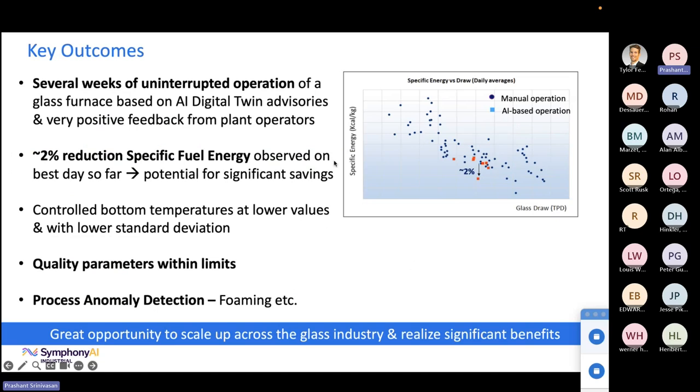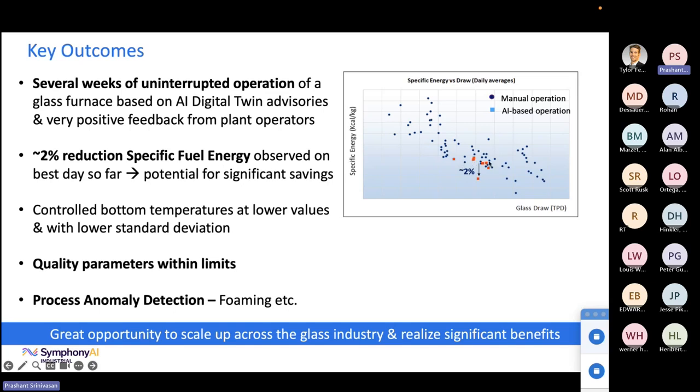Now, this is just some results on one particular trial where we were firstly able to run this solution for several weeks uninterrupted on a real glass furnace, roughly 55 tons per day capacity, based on the digital twin advisories. So the operators were continuously following these advisories, and there was no disruption, very good feedback from plant operators. We've done this on at least 3 different installations or sites. And in this case, we observed about 2% reduction in specific energy and significant potential for savings.